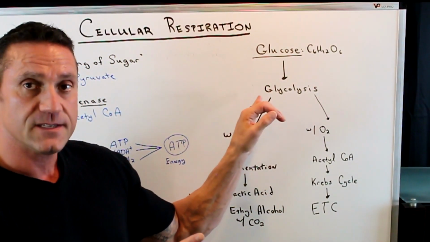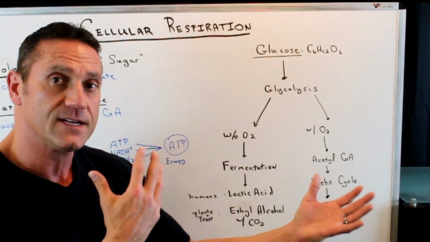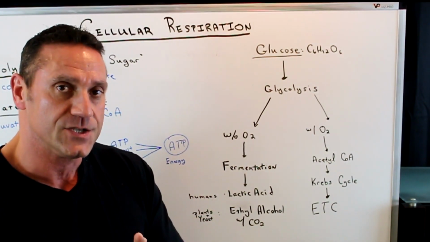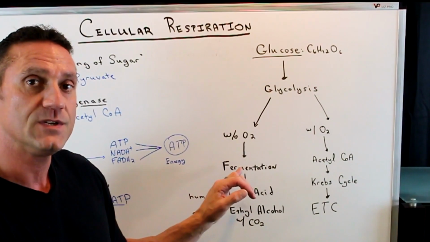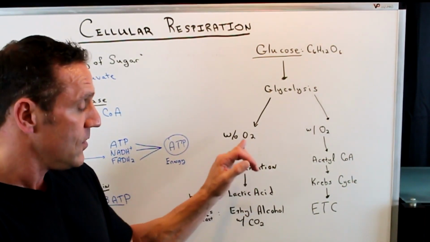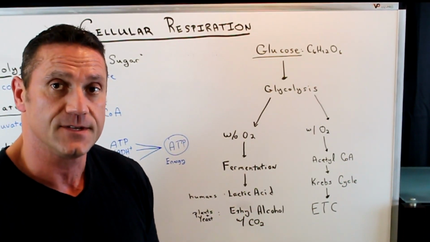The first step is going to be glycolysis. Now, is it going to be with oxygen or without oxygen? In the absence of oxygen, anaerobic, the process goes to fermentation, which is going to create lactic acid in human beings, or ethyl alcohol and carbon dioxide in plants and yeast.